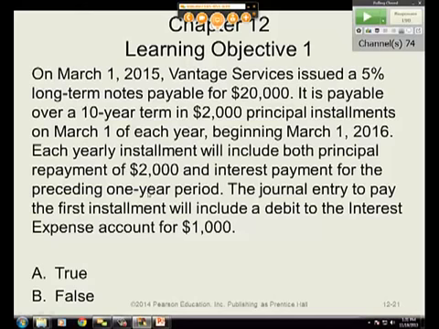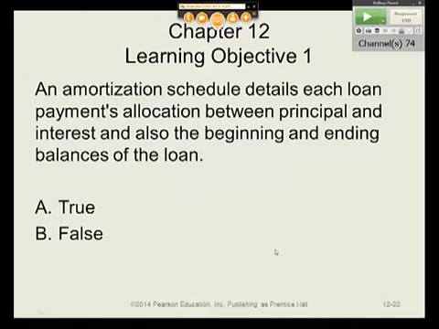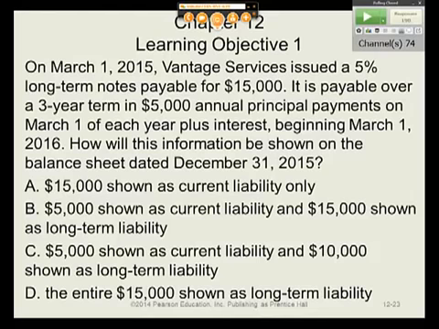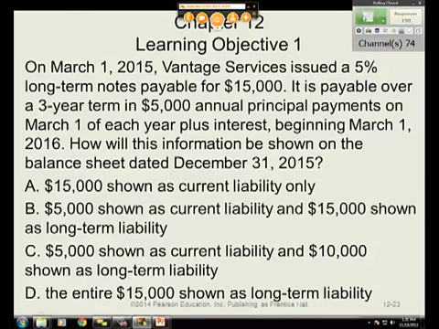Okay, just two more. This one, I'm going to give you the answer. This is the definition of an amortization table. That's true. So let's go back to this question, and this is the Next Vantage Services. Again, a 5% note payable for $15,000, payable over 3 years, $5,000 in annual principal installments on March 1. How will this information be shown on the balance sheet? This is not asking you for interest. It's asking you for the balance sheet disclosure.